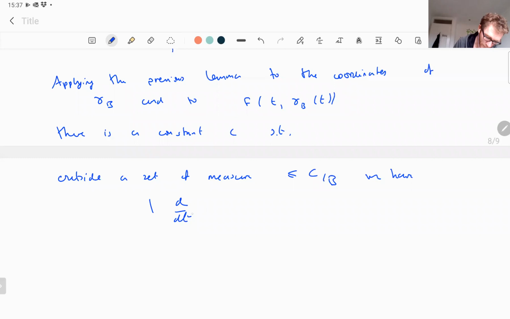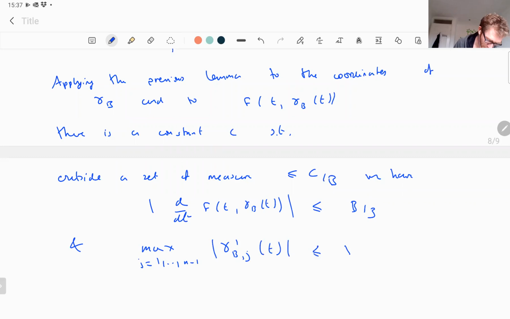So d by dt of f(t, gamma_b(t)), that's bounded by b/3, and the max of the derivatives of the coordinates of gamma_b, they're all less than b/3n. And that will show that this can't happen.